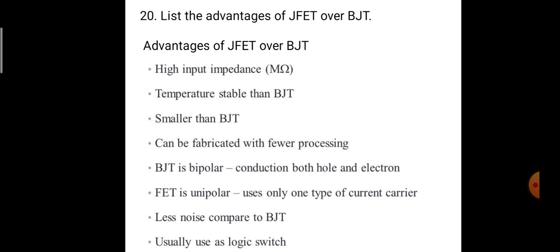BJT is bipolar, with conduction by both holes and electrons. FET is unipolar, using only one type of current carrier. It has less noise compared to BJT and is usually used as a logic switch.